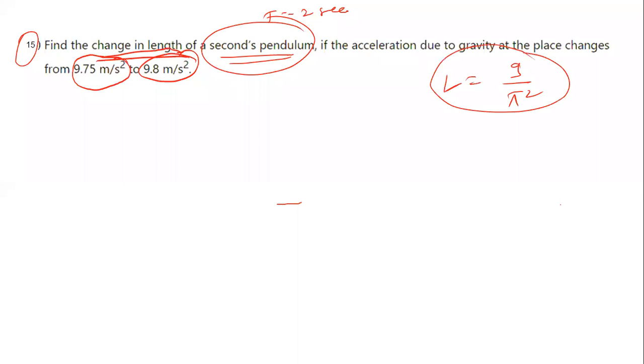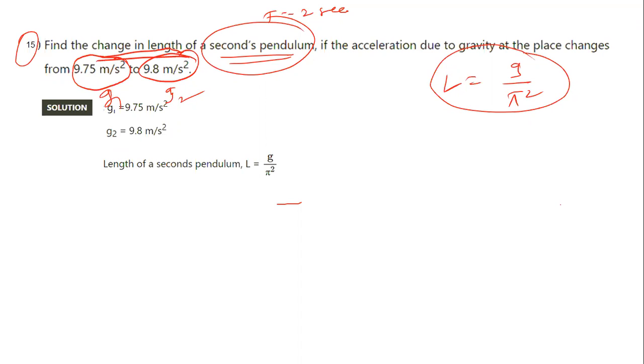So you have to find out change in length. So you find out L1 and L2 by taking this first, this is g1 and this is g2. Find out L1, L2 and the change in the length is the difference in the length. So here you can see g1 is given, g2 is given. Then after that you use this formula. By using that you will get L1 and L2 and then you have to take the difference.